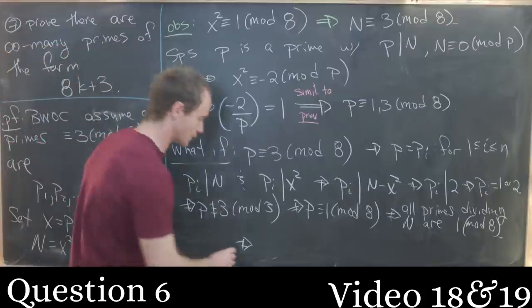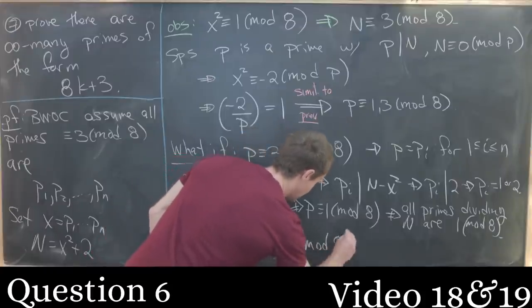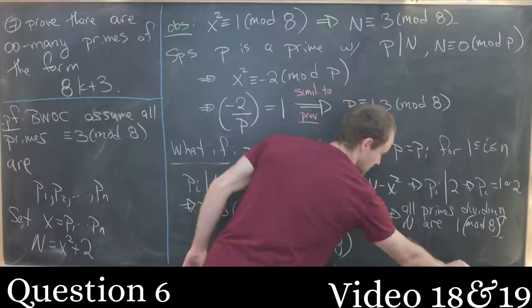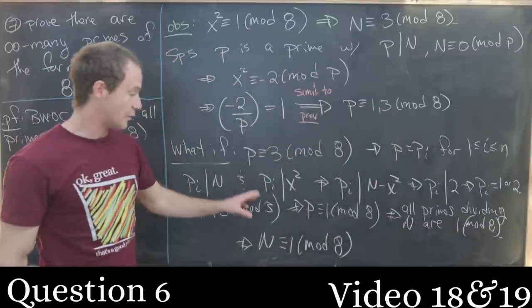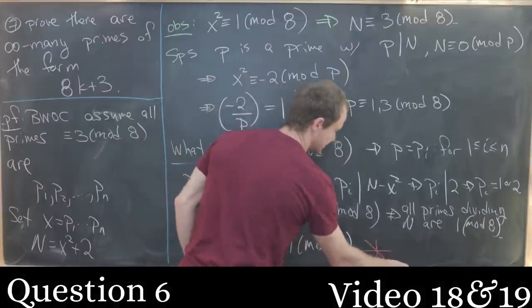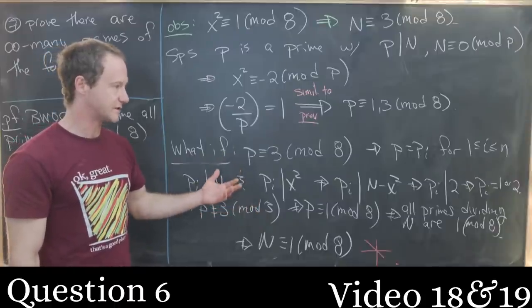That's going to give you something that's 1 mod 8. So n is congruent to 1 mod 8. But remember this observation that we did at the very beginning that we haven't touched for a while? N is congruent to 3 mod 8. We have contradicted that observation. So there's our contradiction. So, where's the problem?